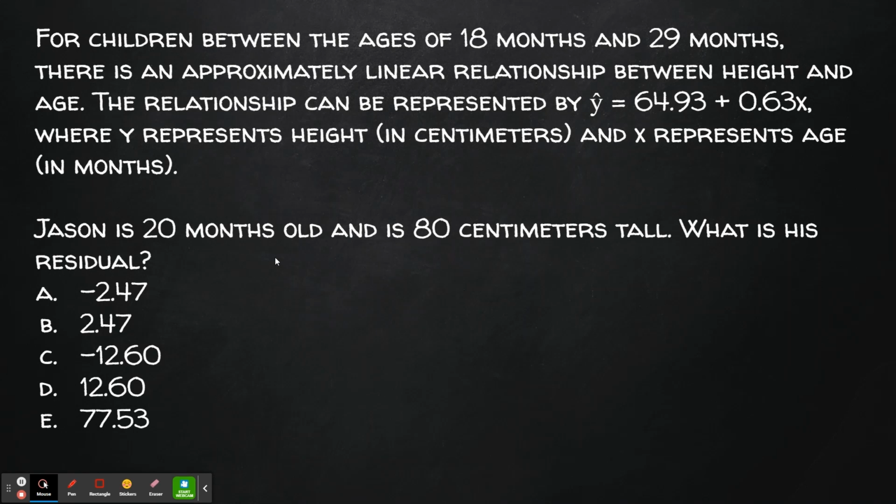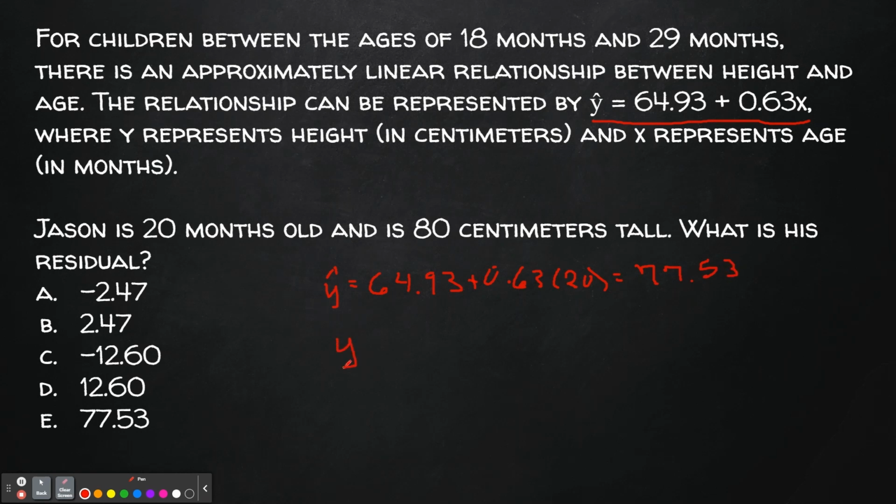What is his residual? The first thing we're going to want to do is plug Jason's age into the least squares regression formula, the model here. So we get y hat equals 64.93 plus 0.63 times 20. If we do that math on our calculator, I believe we get a predicted height of 77.53 centimeters.